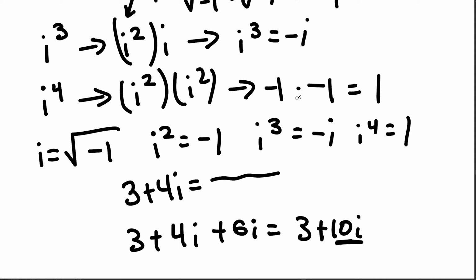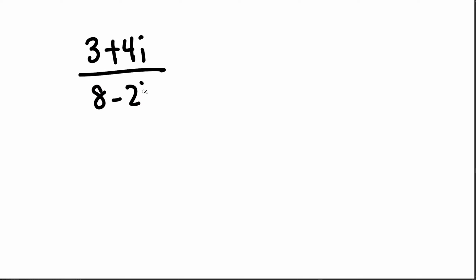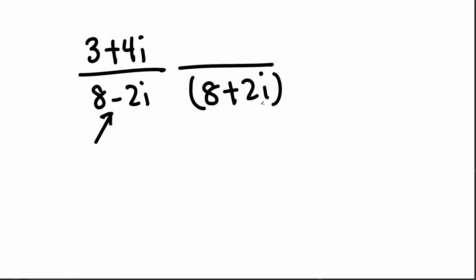However, in division, we do something different. Let's say I had this expression: (3 + 4i) over (8 − 2i). Now the problem is that we don't like to have complex numbers in the denominator. We can simplify this by using something called the conjugate. The conjugate is going to be the same value, but with different signs. So we want to get rid of this from the denominator, so we're going to use the conjugate of the denominator. Let's just multiply by that: 8 plus 2i. And see the sign change? This goes from negative to positive.